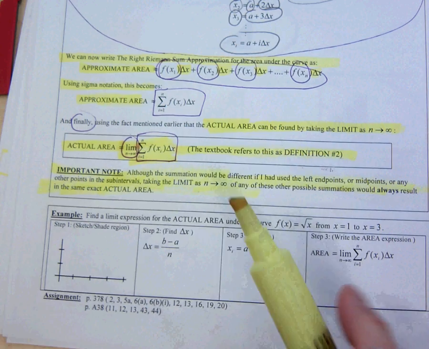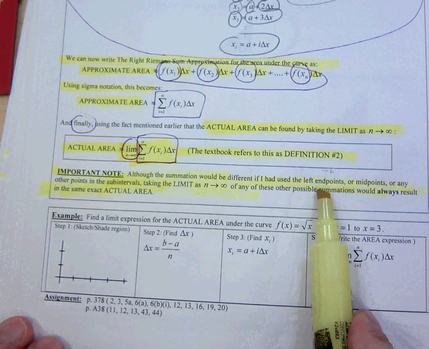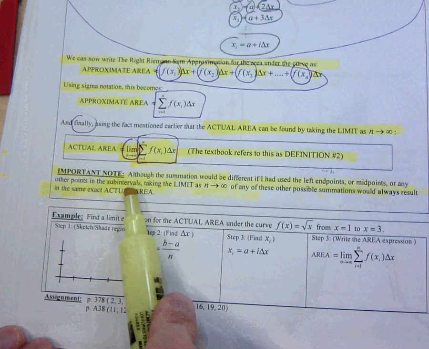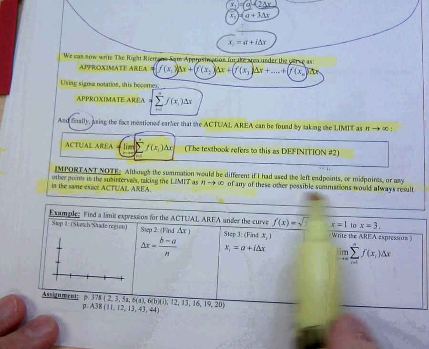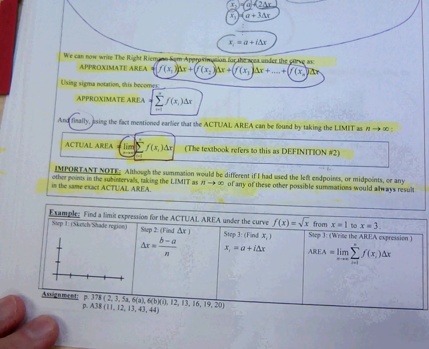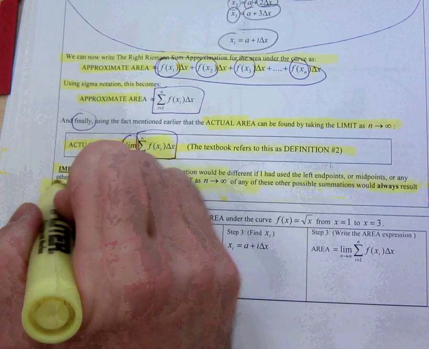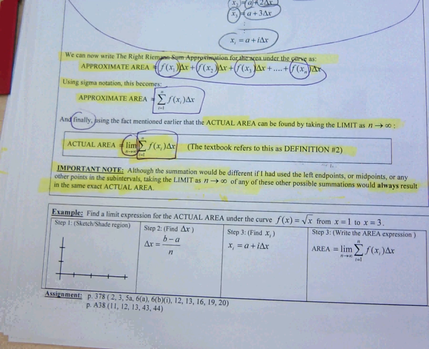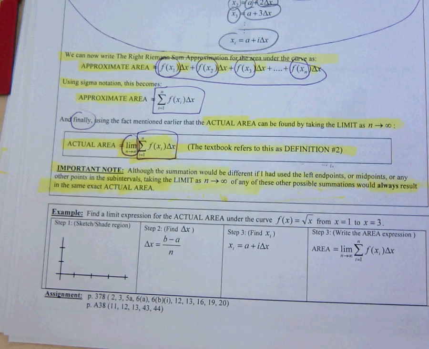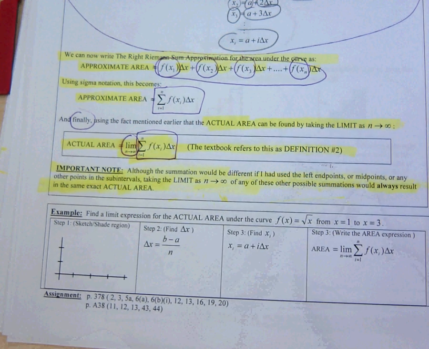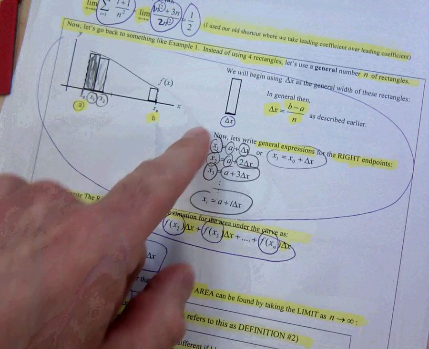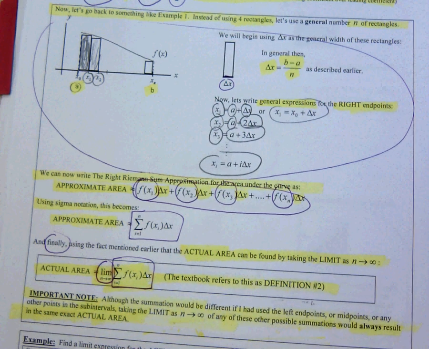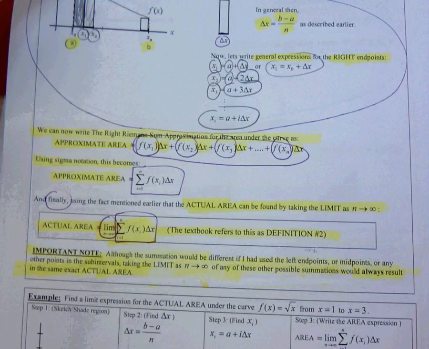Although the summation would be different if I had used the left endpoints or the midpoints or any other point in the subinterval, once I take the limit as the number of rectangles goes to infinity of any of those other possible summations, we would always end up with the same exact area under the curve. And since it doesn't matter if we use left endpoints, midpoints, or right endpoints, I'm just going to tell you that it's always going to be easier to see if you use the right endpoint like I did here. All right, so let's do an example, and that'll be it.